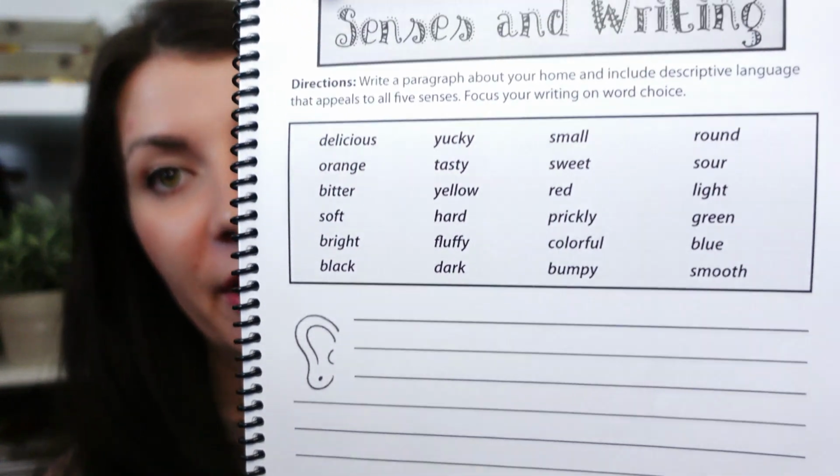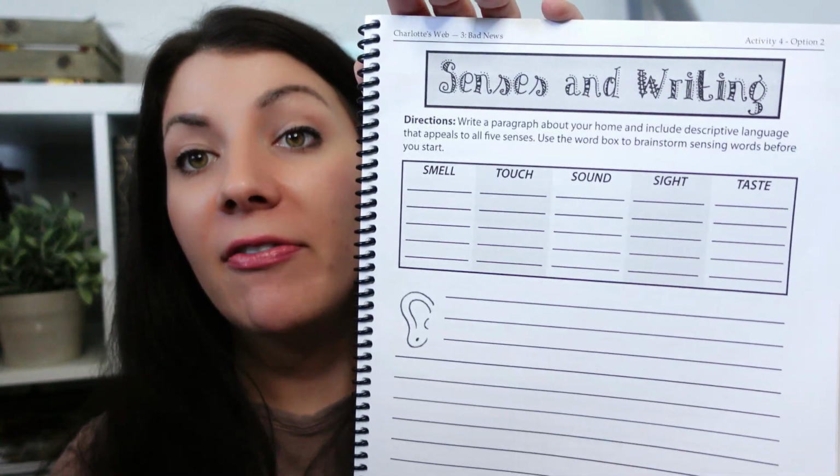So here's an example. This one's senses and writing. They were writing a paragraph. Use descriptive language that appeals to all 5 senses. Focus your writing on word choice, and then it gives them a word bank to use. So that was option 1. Option 2, same directions, but they have to make up their own word bank. And so it just makes it a little bit more difficult for an older child. So I do like that flexibility, that there are multiple options to make the activity a little bit more challenging or a little bit more gentle if you need that.